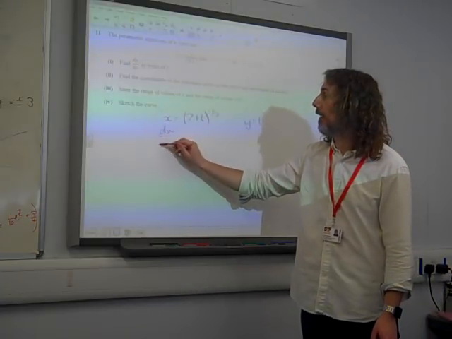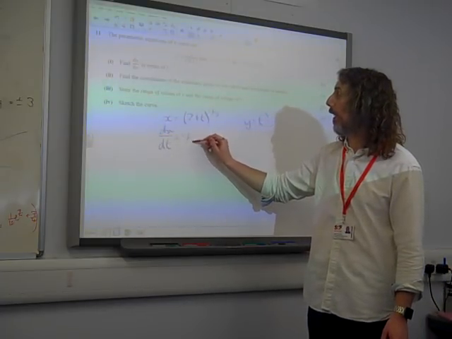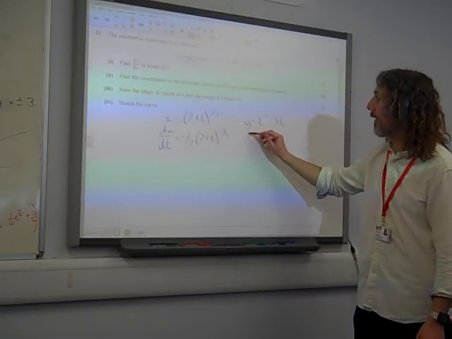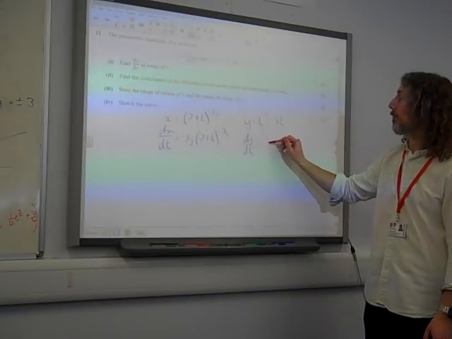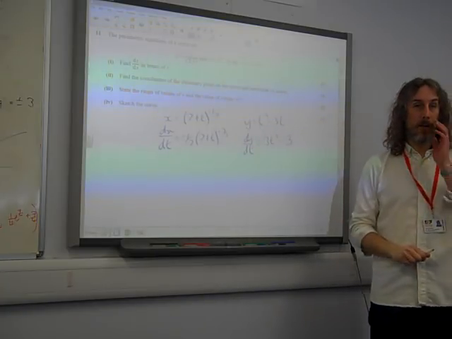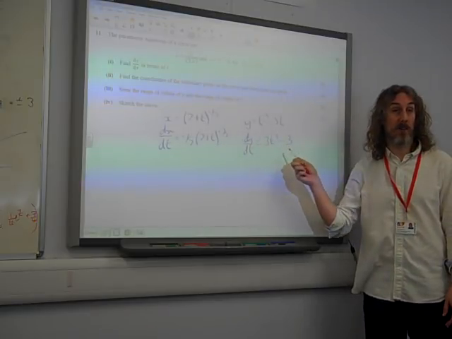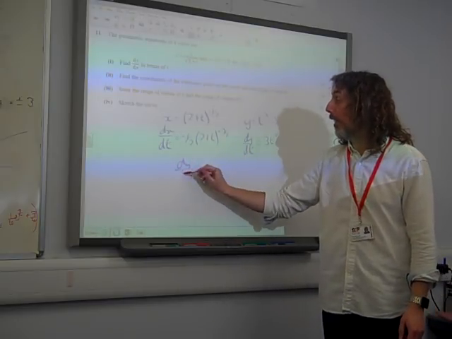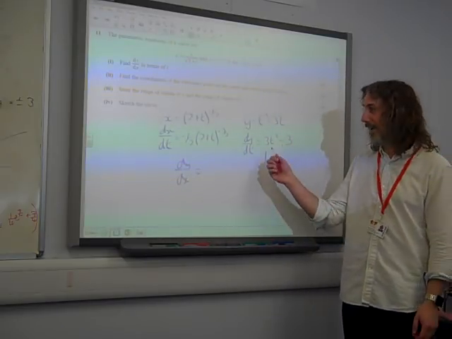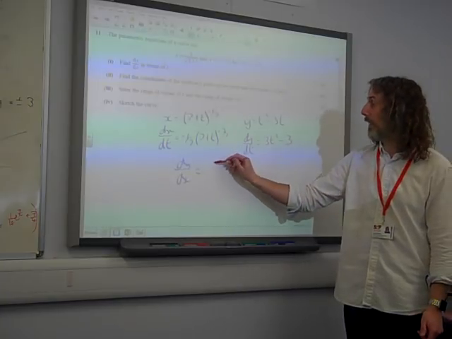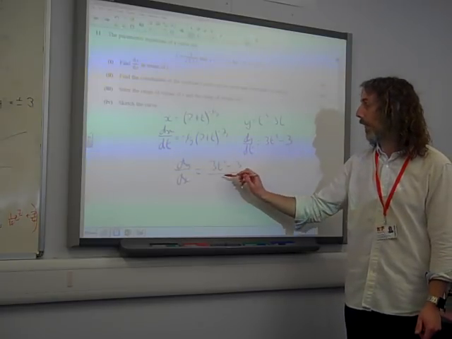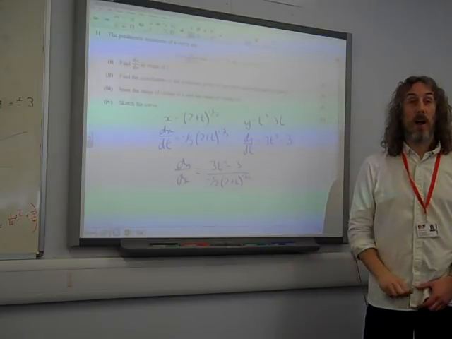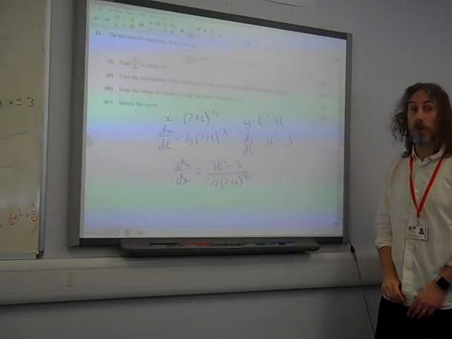So dx by dt is minus a half, 2 plus t to the minus 3 over 2. And dy by dt is 3t squared minus 3. You've got marks. There we go, 2 marks straight away for getting those two first derivatives. Dy by dx, therefore, and the third mark was just for dividing these. No simplification needed. 3t squared minus 3 over minus a half, 2 plus t to the minus 3 over 2. I know, that's horrible, but that got you all the marks.